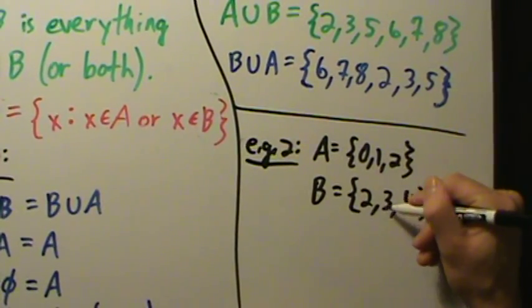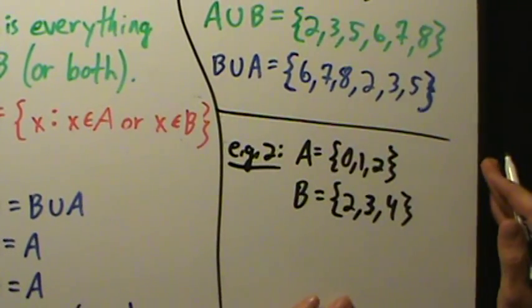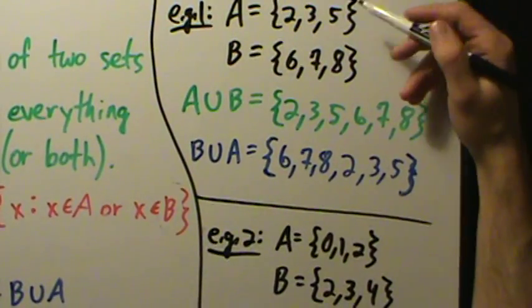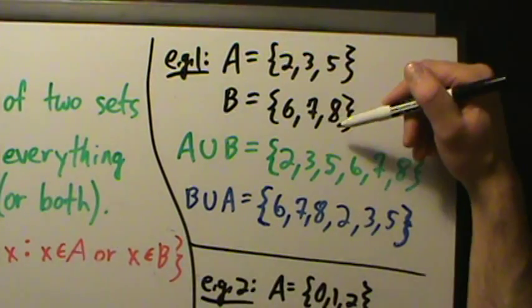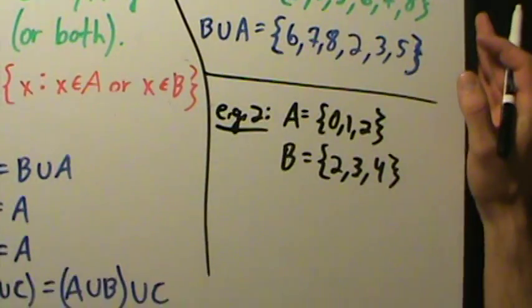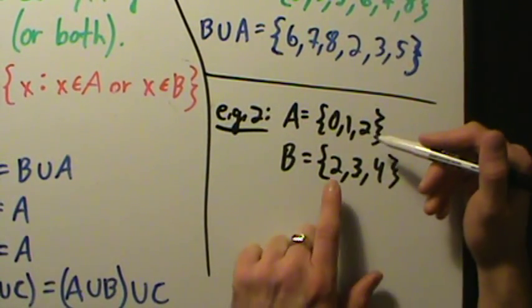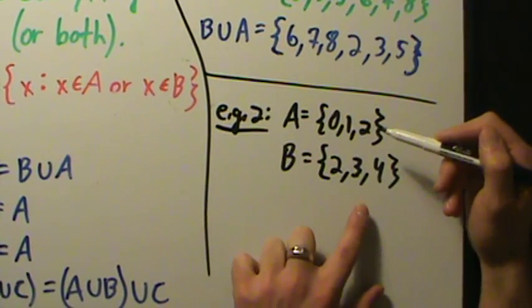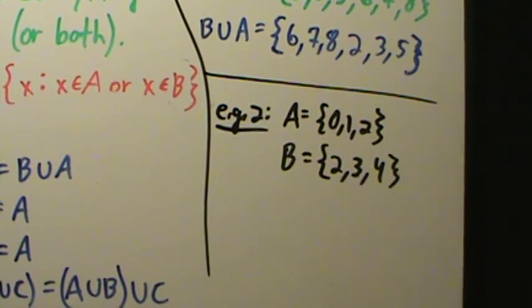Okay, so a slightly different situation. What's slightly different? Well, in example 1, A and B had completely different elements. Okay, 2, 3, 5, 6, 7, 8. They didn't have anything in common. Well, here, A and B have one element in common, right? A is 0, 1, 2, B is 2, 3, 4. How's that going to change our answer? Well, it's going to change our answer like this.